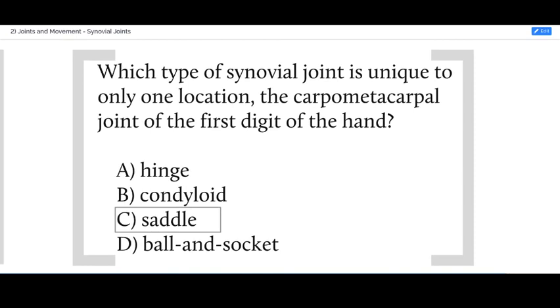The saddle joint is the unique type of joint that's only found at the base of the thumb. The carpal bone, called the trapezium, and the metacarpal of the first digit of the hand make that joint. And so that's called the carpometacarpal joint of the first digit.